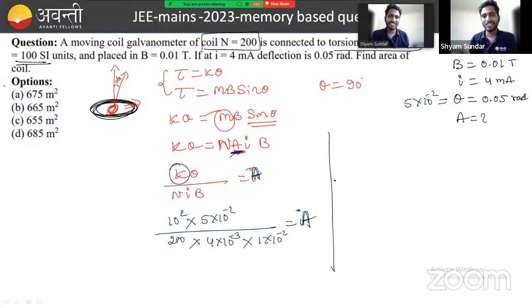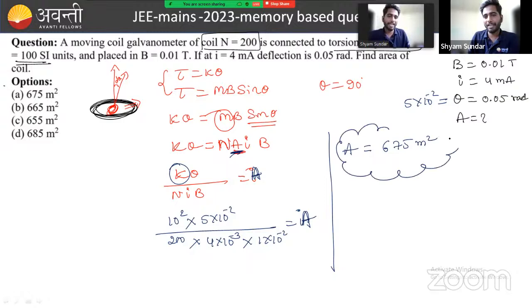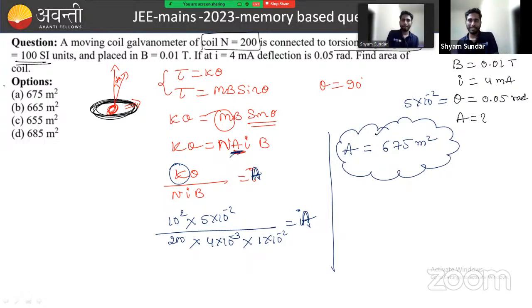Cool. Okay, area I need to calculate, right? Cancel all these things. You will get the answer nearly 675 meter square. I already calculated this equation, that's why I'm writing it here. Do calculate, you will get 675 meters square. Cool. Is it correct what I'm saying?